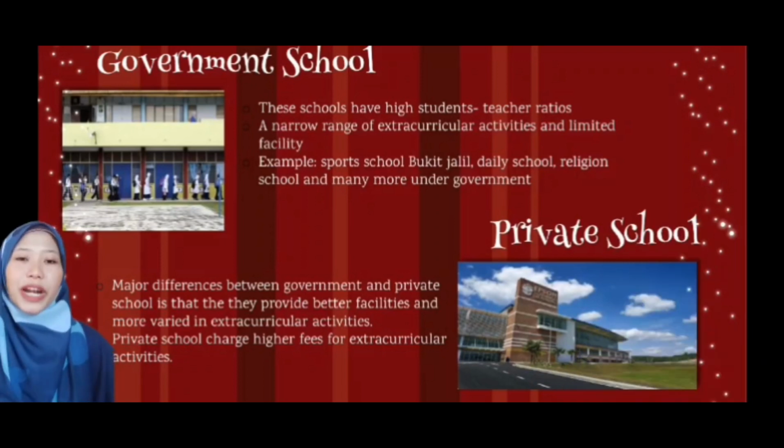The next one is private schools. Instead of sending their children to government schools, parents have the option to send their children to private schools that offer the Malaysian curriculum. The major difference between government and private schools is that the latter typically provide better facilities and more varied extracurricular activities. For parents, however, these advantages come at a price. Private schools charge higher tuition fees as well as fees for extracurricular activities.